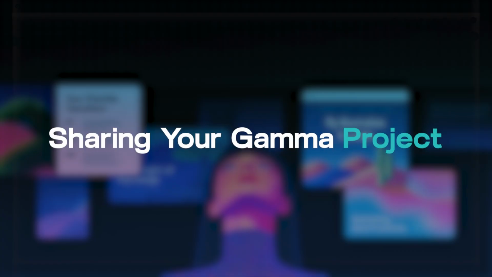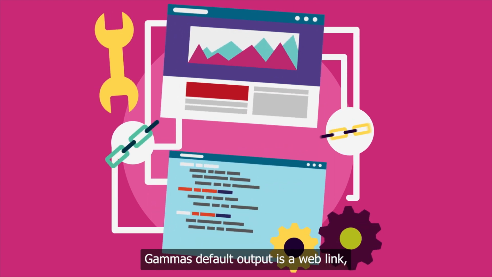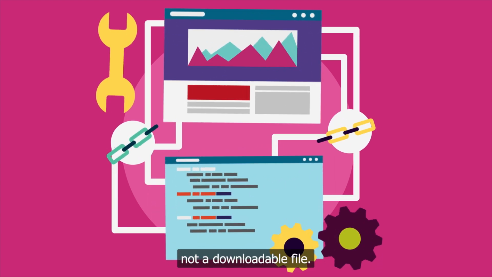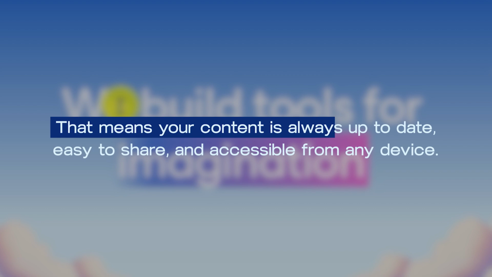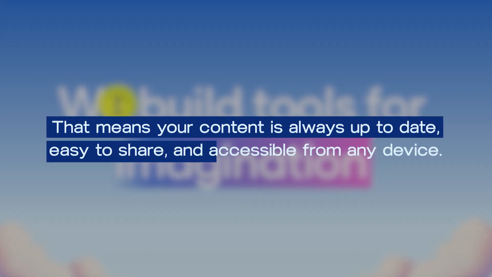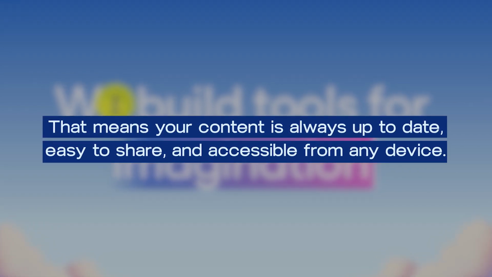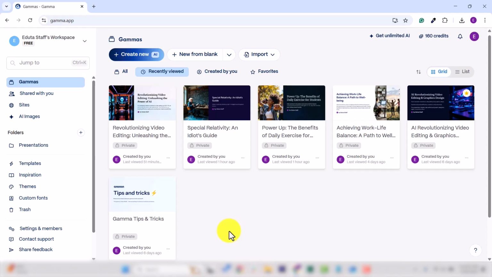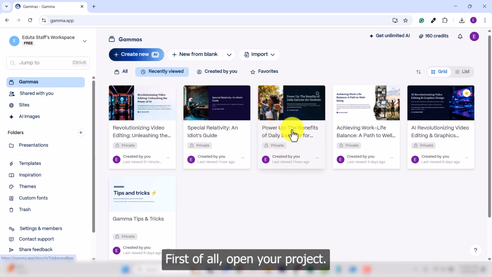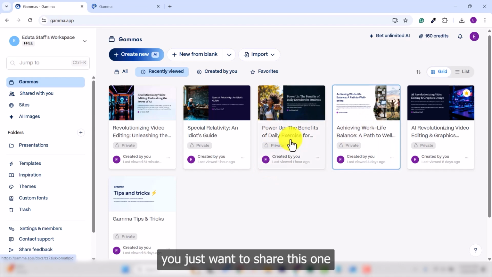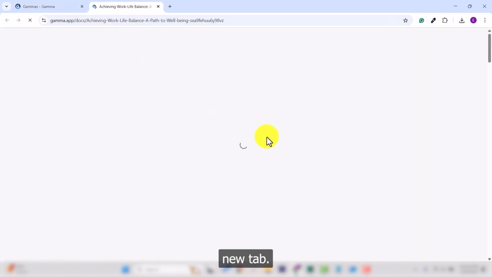Sharing your Gamma project. Gamma's default output is a web link, not a downloadable file. That means your content is always up to date, easy to share, and accessible from any device. To share your project, first of all, open your project. For example, you just want to share this one in the new tab.